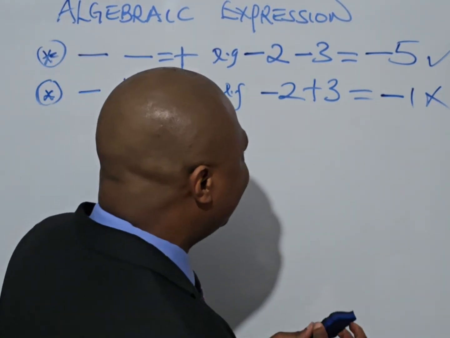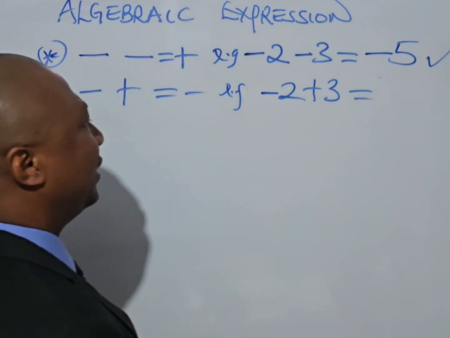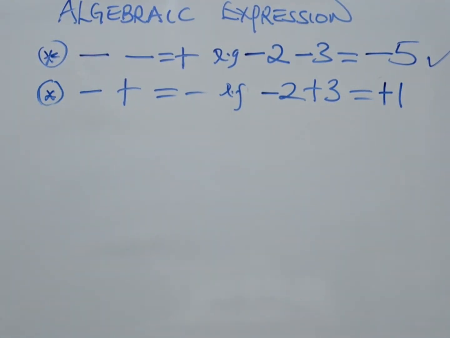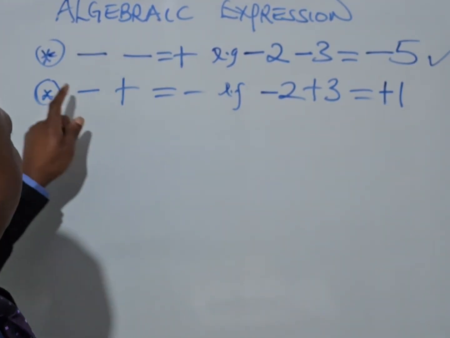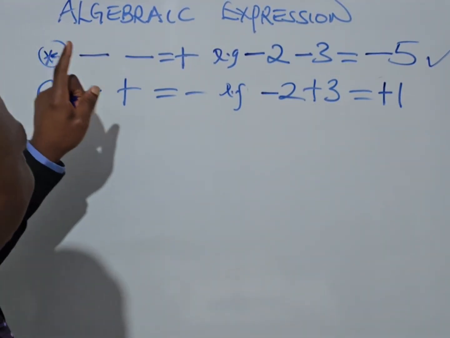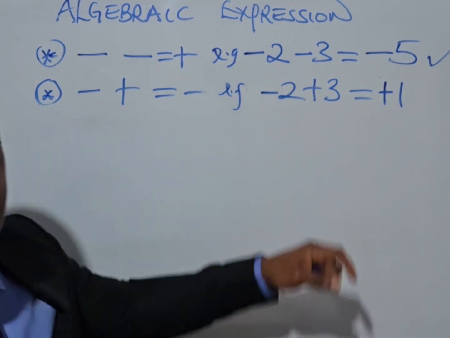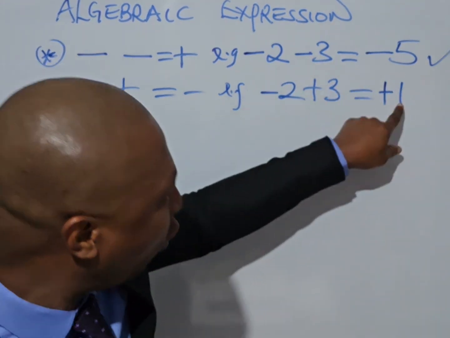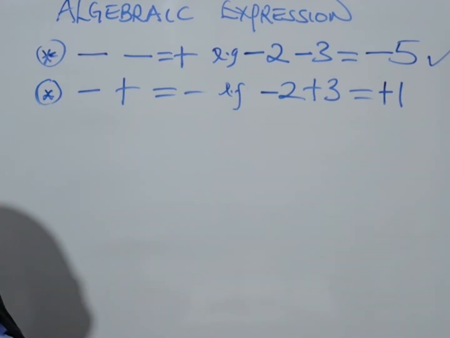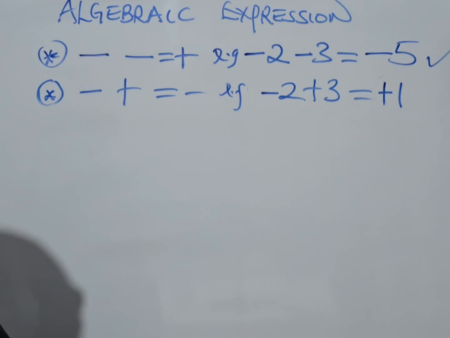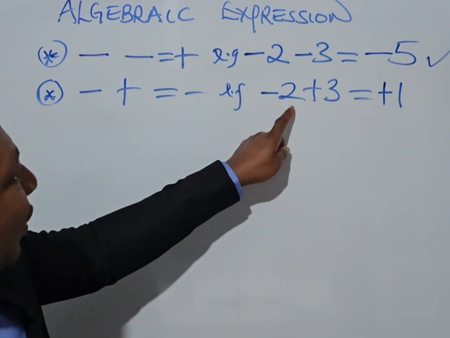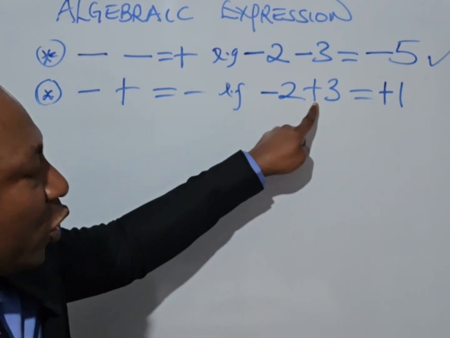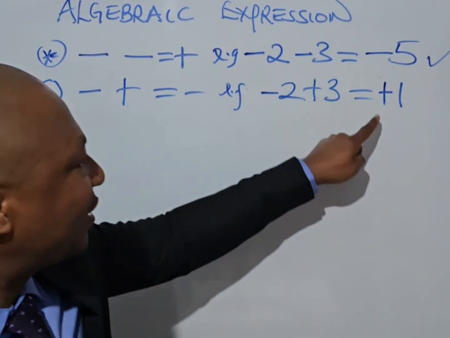Now, the correct answer to this is actually plus 1. How? I will explain. Minus plus is minus, meaning you have to subtract the two numbers. So 2 and 3 you have to subtract. So 2 from 3 is 1. Then you pick the sign of the bigger number. Between 2 and 3, which is bigger? 3 is bigger than 2, and that is why I went for plus. Then the answer becomes plus 1.